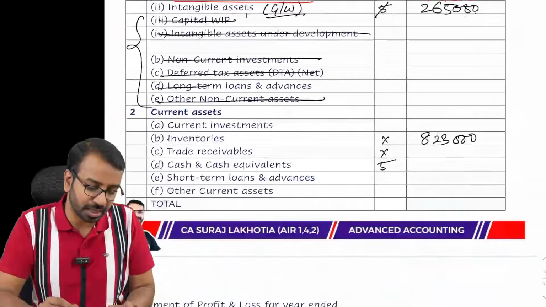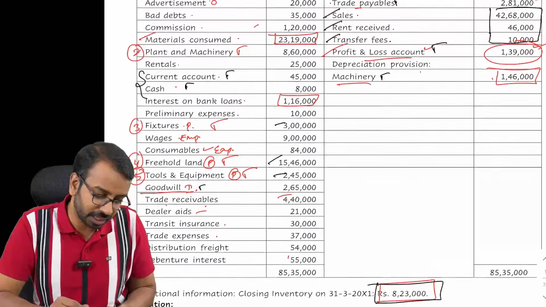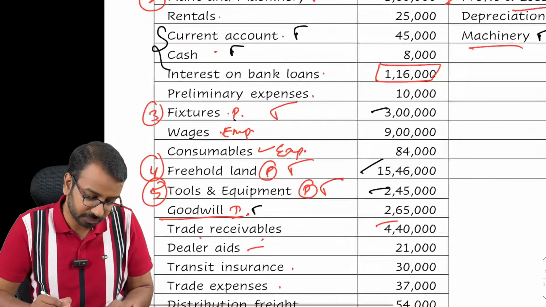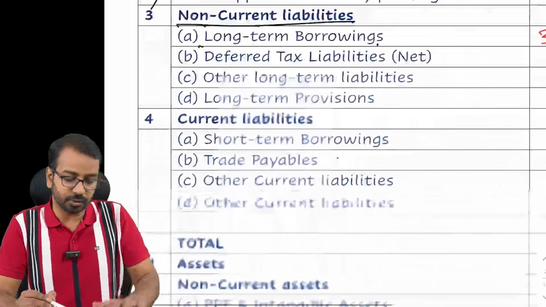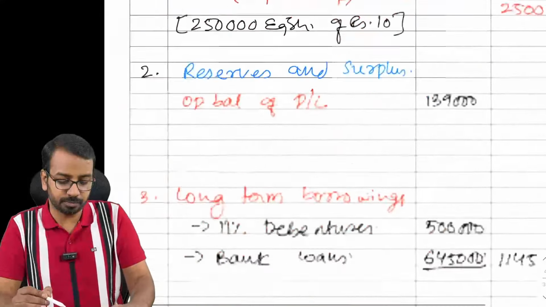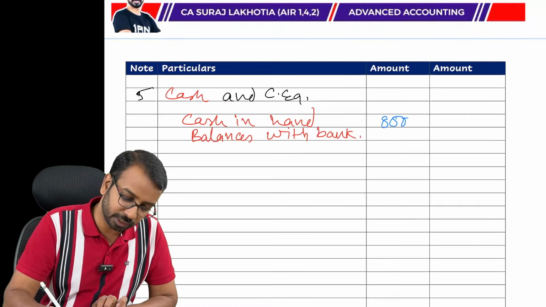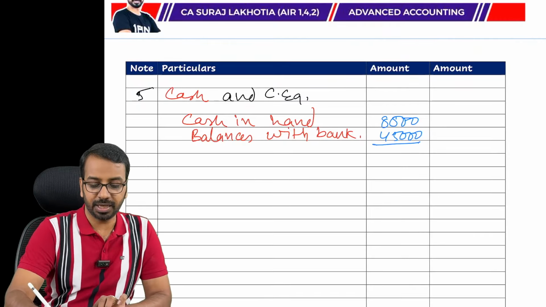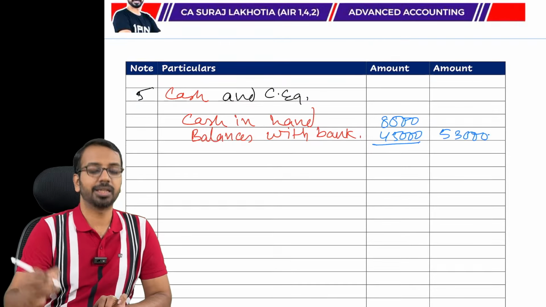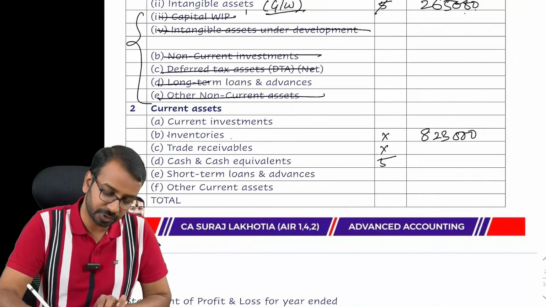So, cash in hand is how much? Cash in hand is 8,000. Cash at bank is 45,000. So 8,000 plus 45,000. We get how much? 53,000. Cash and cash equivalent, plot it immediately. 53,000.